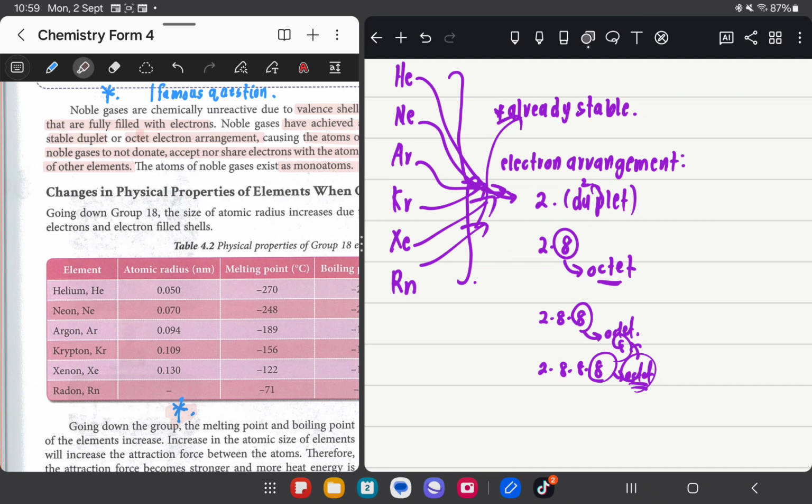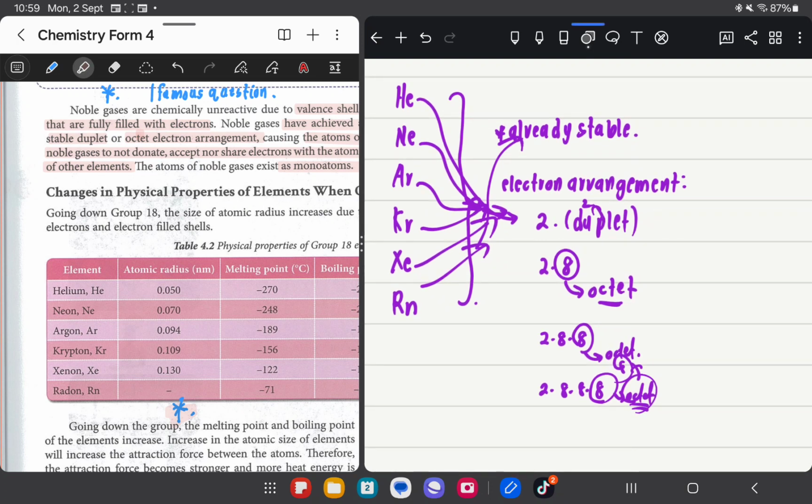So this is the property of group 18. They are already full. So when they are full, what does it do? It won't donate, accept or share electrons with other elements because it is already full, it has eaten enough. So would it donate? No, it won't donate. That is why its property is like that. Do you understand? Okay. So this is the very basic thing.